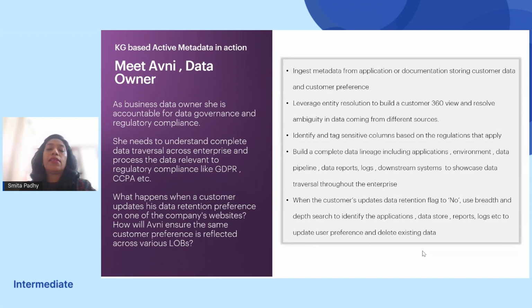So once we have this kind of view, a 360 view of a customer, we know exactly where the data is, which system is storing what kind of data, whether it's masked or encrypted, what is happening to the data, and what can override the data as well. So when a customer updates the data retention flag to no, we can use breadth and depth search to identify the applications, stores, reports, and logs which need to be updated with the user preference, scrub any existing data, and ensure that the action we just performed does not get overwritten by something else which we didn't know about.